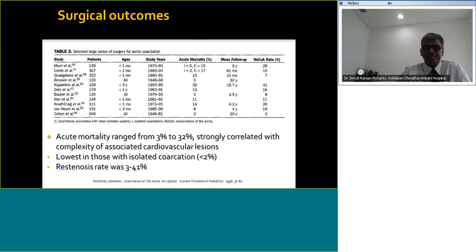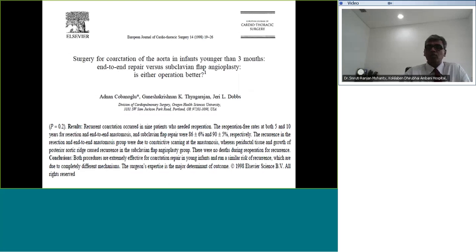There have been a lot of series of coarctation repair starting from the 1940s, and the gist of the paper is, the acute mortality ranges from 3 to 32%, and it strongly correlates with the complexity of the associated cardiovascular lesions. The mortality in isolated coarct, what we are talking about today, is less than 2%. However, the restenosis rate is somewhere between 3 to 41%. Now, whatever method one follows, for example end-to-end versus subclavian flap, more or less the outcomes are the same.